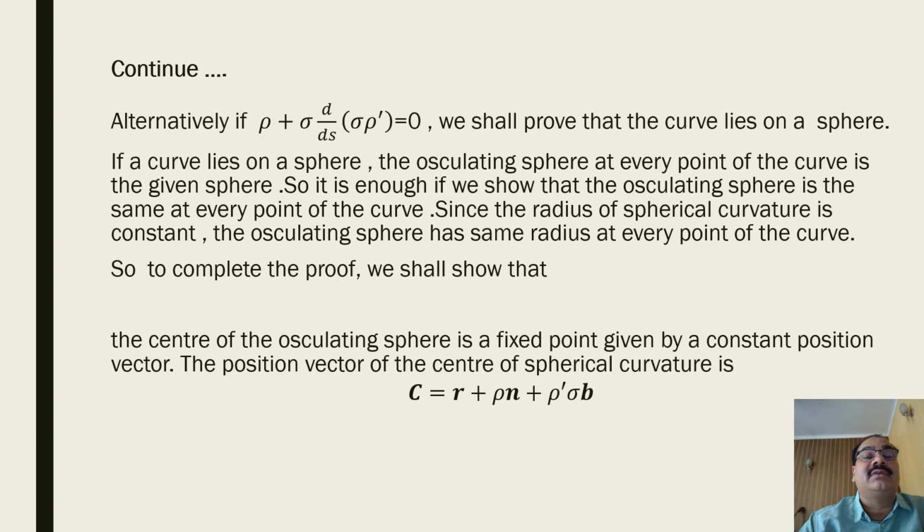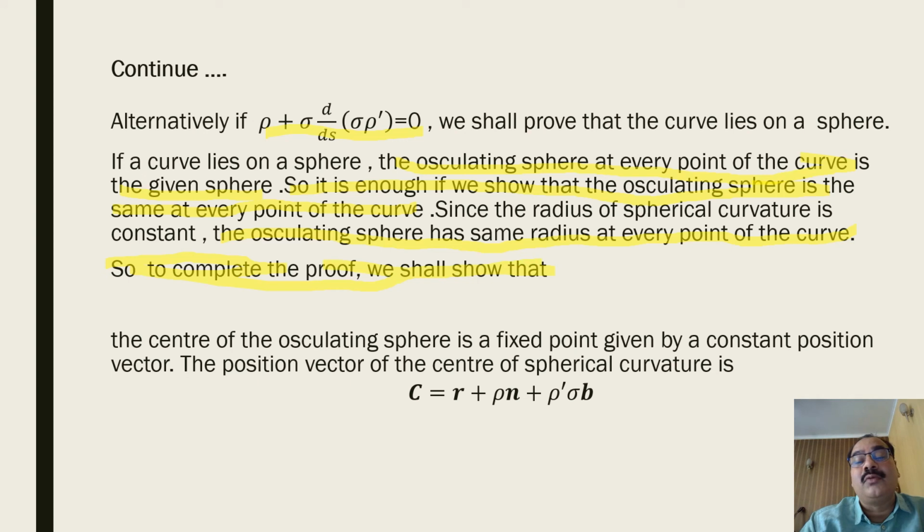This establishes the fact. Alternatively, if this is equal to 0, we shall prove that the curve lies on a sphere. How? If a curve lies on a sphere, then the osculating sphere at every point of the curve is the given sphere itself. So it is enough to show that the osculating sphere is the same at every point of the curve. Since the radius of spherical curvature is constant, the osculating sphere has the same radius at every point of the curve. So on logical basis, you have established this fact. To complete the proof, we shall show that.